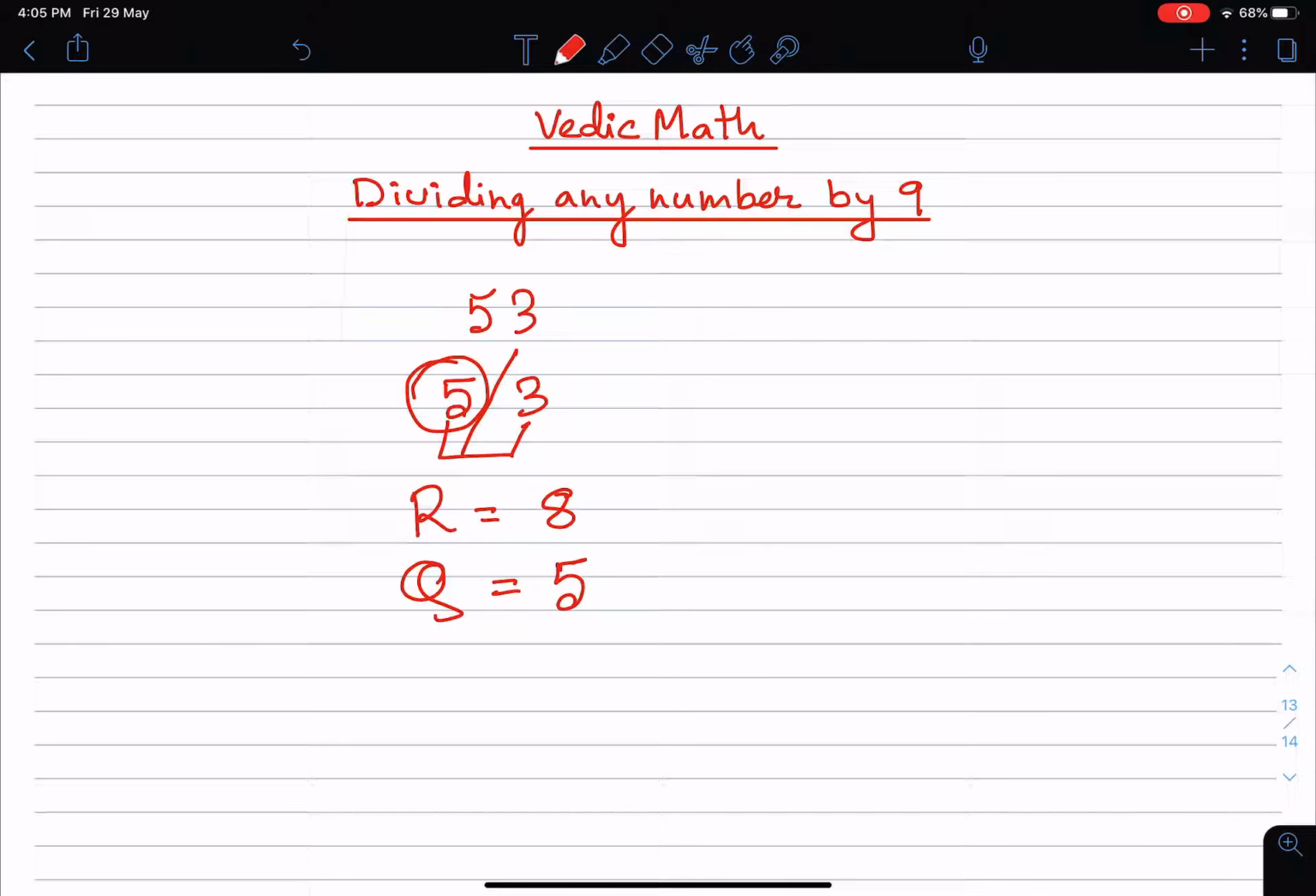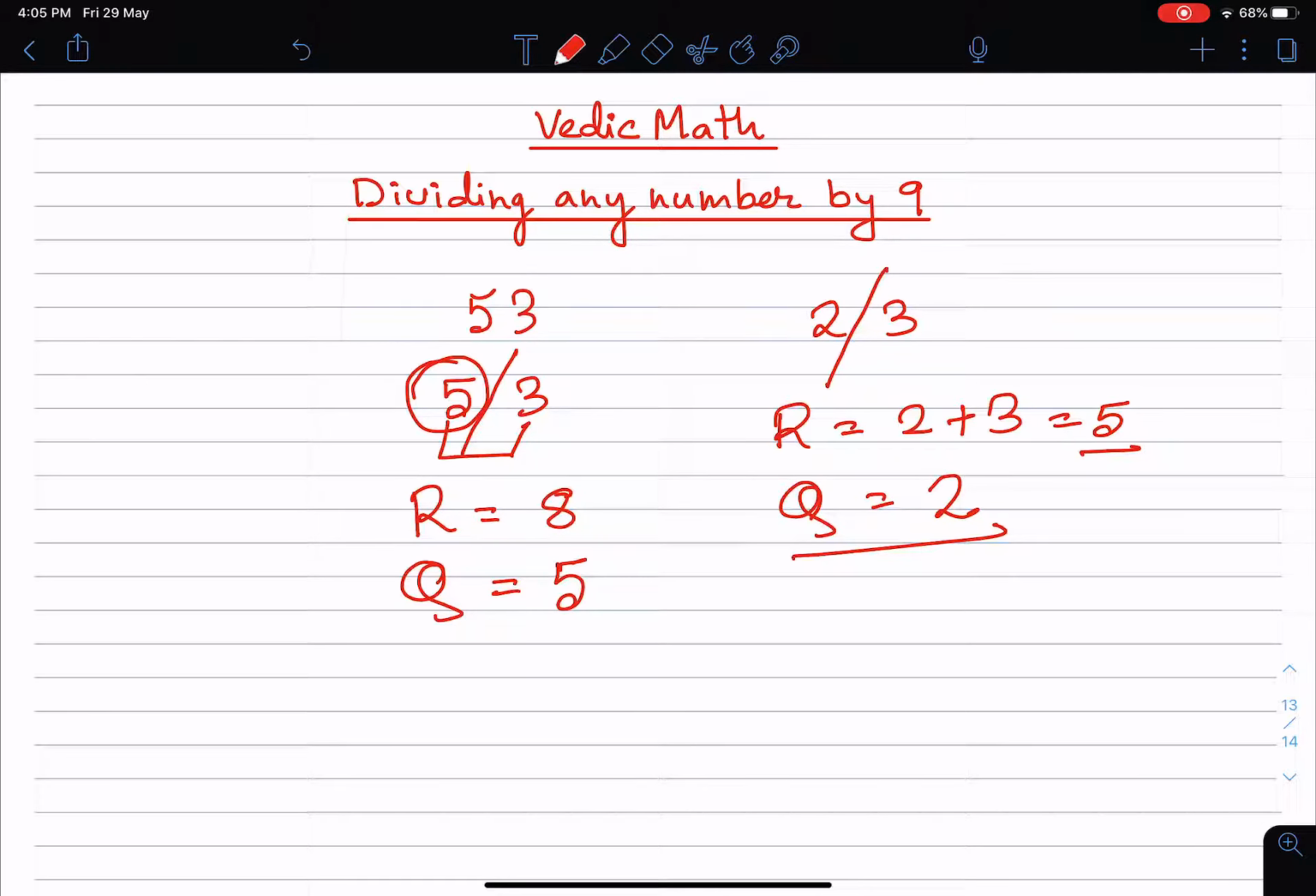Any number. If I take maybe 23, in that case, you just put one slash there in the number 23. Then my remainder will be 2 plus 3 equal to 5, and the quotient will be 2. Okay.